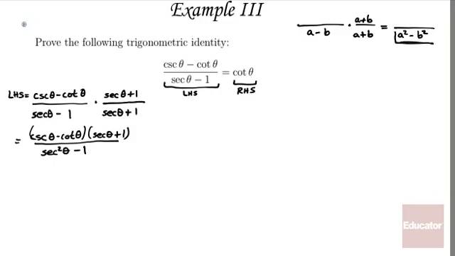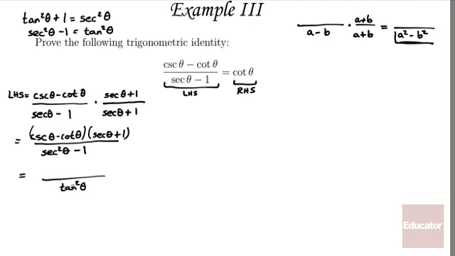But in the denominator, we're going to take advantage of the fact that tangent squared theta plus 1 is equal to secant squared theta. That's the Pythagorean identity that we're studying today. If you move that around, you get secant squared theta minus 1 is equal to tangent squared theta. So that converts the denominator into tangent squared theta. That's very useful. In the numerator, we have cosecant theta minus cotangent theta and secant theta plus 1.